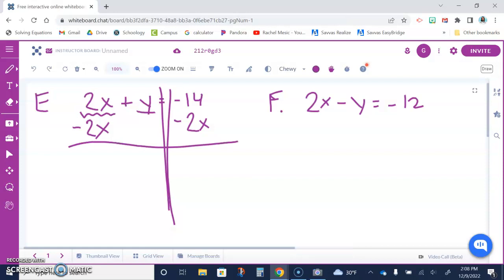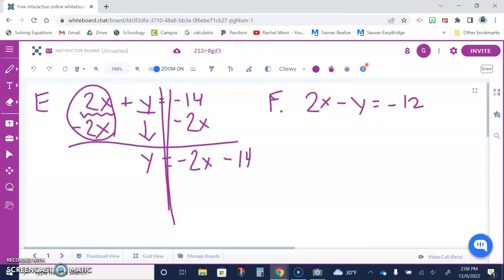So 2x minus 2x is 0, which is nothing. But we still have that y over here on the left. And then on the right, we're going to write those numbers side by side because they are not like terms. The -2 has the variable x, but -14 is just an integer. So they're different things, so we cannot combine them together.